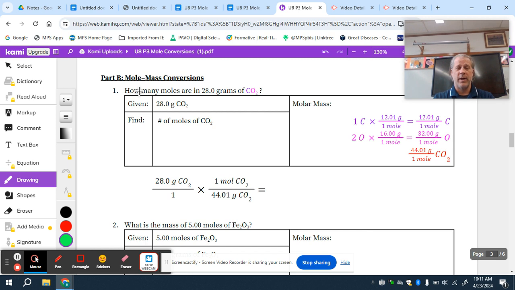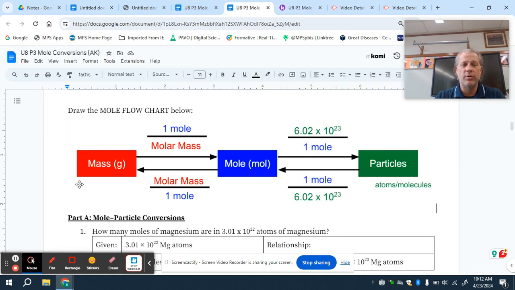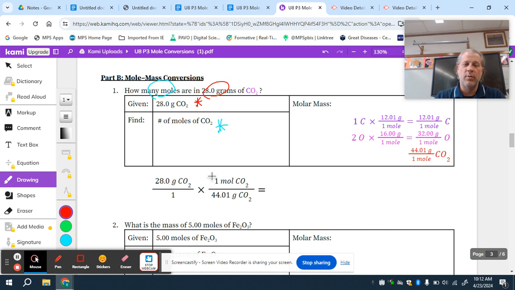Taking a look at problem number 1, it asks how many moles. So in problem number 1, we're solving for number of moles, and we were given 28 grams of carbon dioxide. That tells me that if I'm starting with mass, I'm going to look at my mole flow chart. I'm going to start with mass on the left side and work my way to moles, which means I'm going to use this math right here. So I'm going to have 1 mole over the molar mass. That's what I set up here.